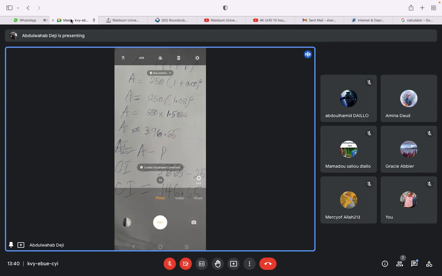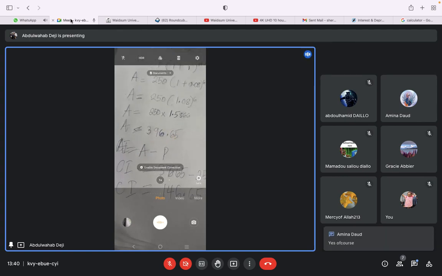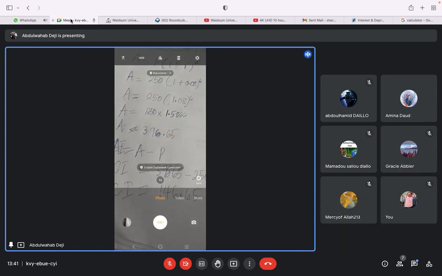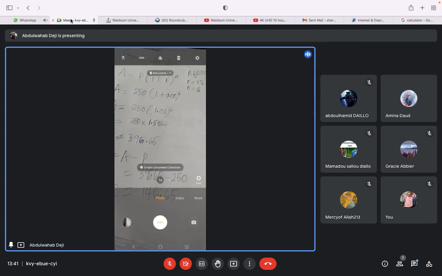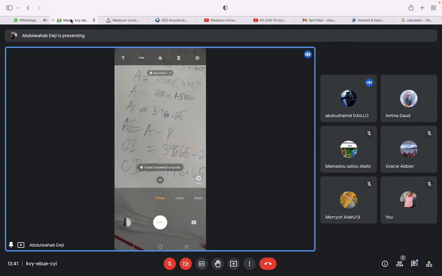Now to get the interest, remember this is not the interest. To get the compound interest, you say compound interest is equal to the amount that you've just calculated minus the principal, the money you invested. What remains becomes your compound interest. Are you with me? Okay, now let's go back to our slides.